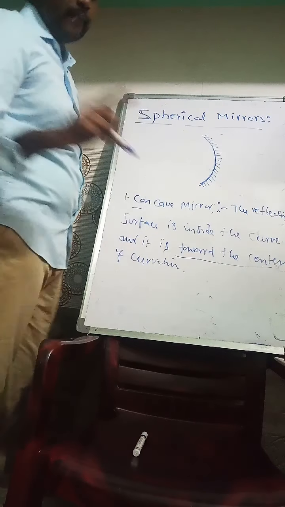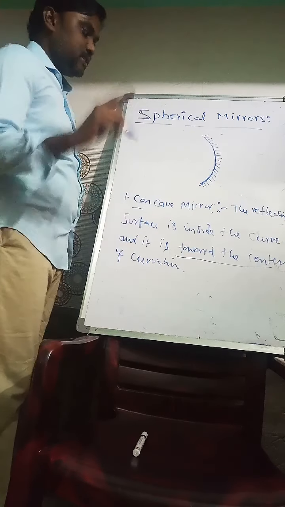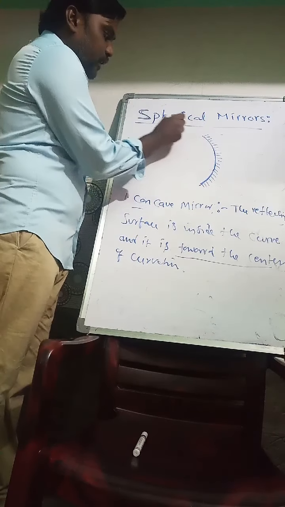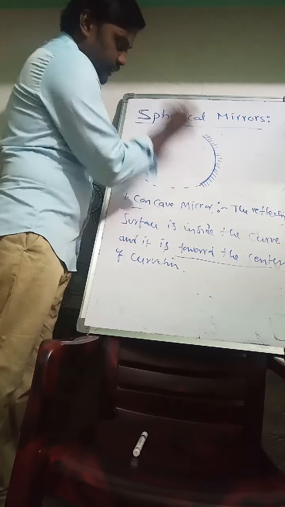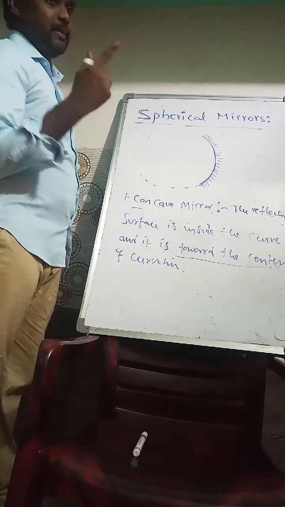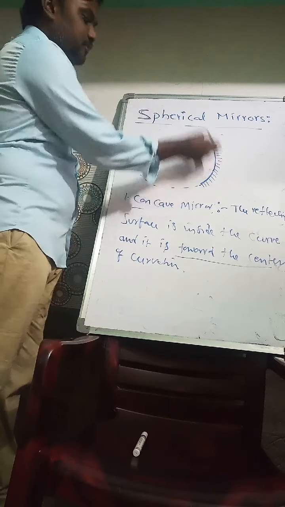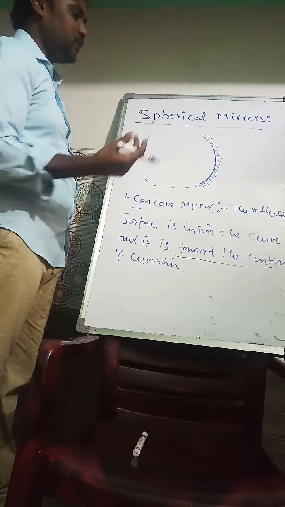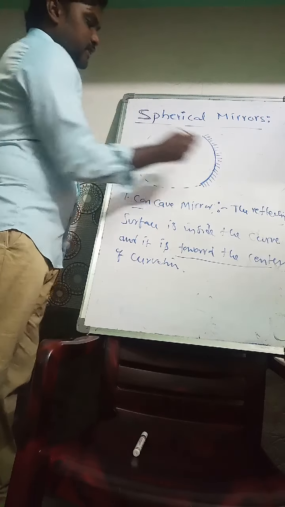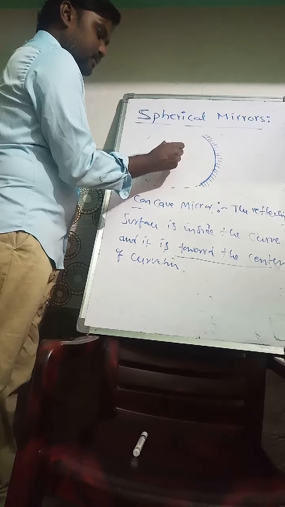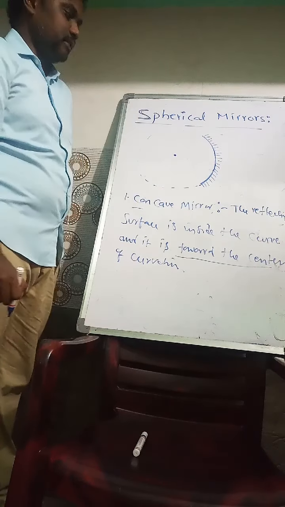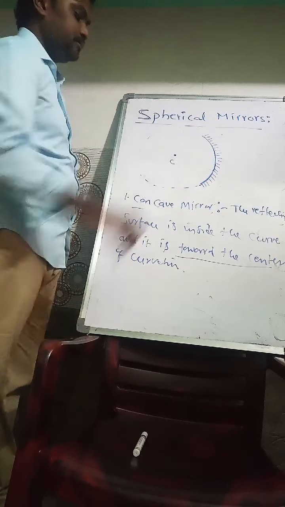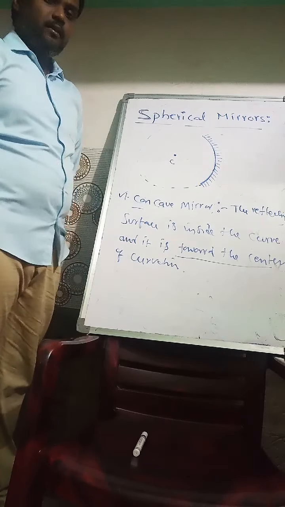Here I am repeating this: the center of curvature is a very, very important concept. What do you mean by center of curvature? Using this curved surface, if you form a sphere, not a circle, thinking three-dimensionally, like an apple shape, a football shape, or a volleyball shape, this sphere's center is the center of curvature, and this reflecting surface is towards the center of curvature. Such a type of mirror is called a concave mirror.